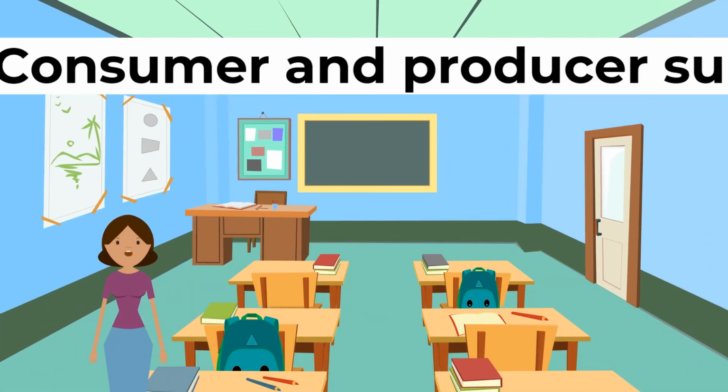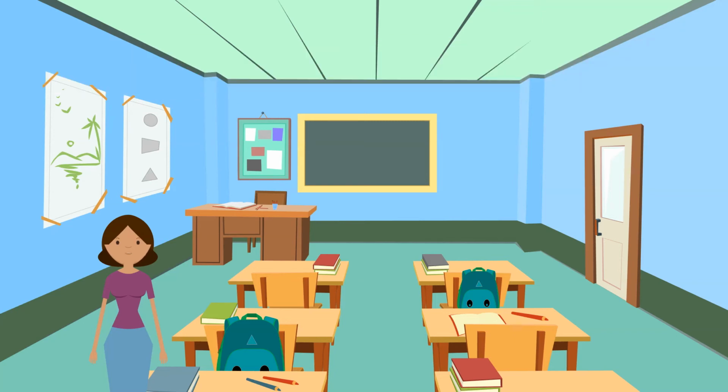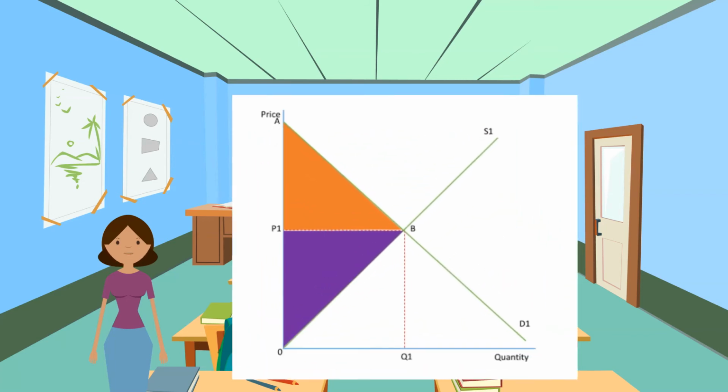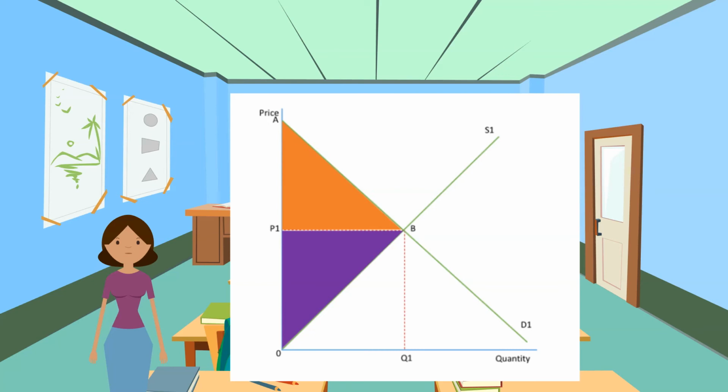Next, consumer and producer surplus. Consumer surplus is the difference between the price the consumer is willing to pay and the price they actually pay, set by the price mechanism. This is illustrated by the orange triangle in the diagram. The demand curve shows the price consumers are willing to pay, and so the difference between the demand curve and the price shows the consumer surplus.